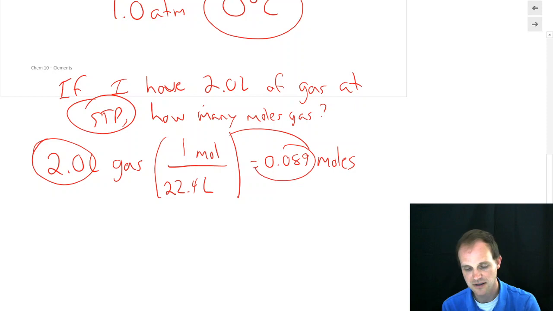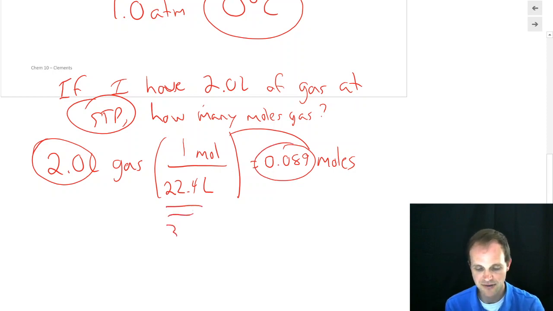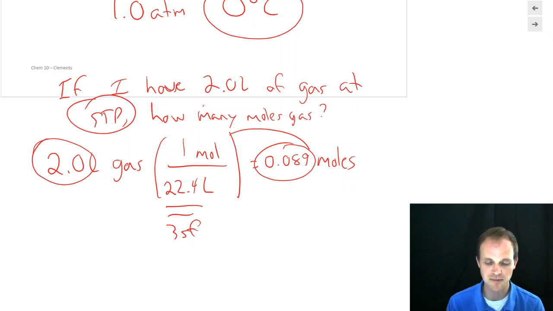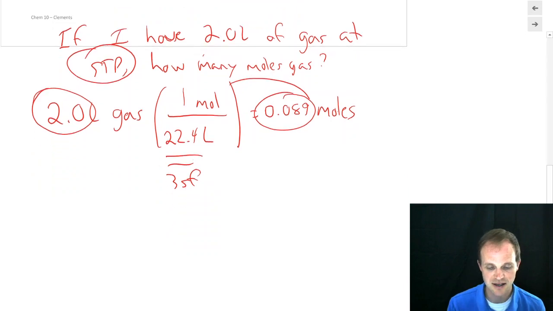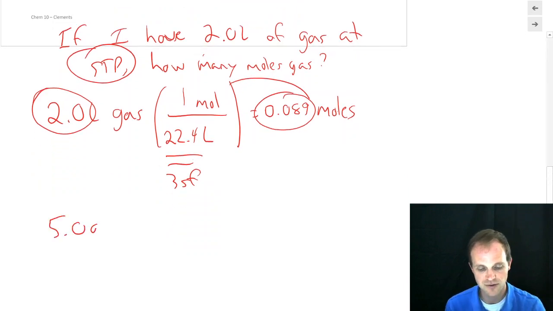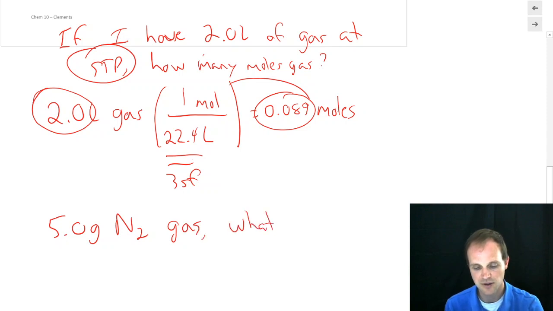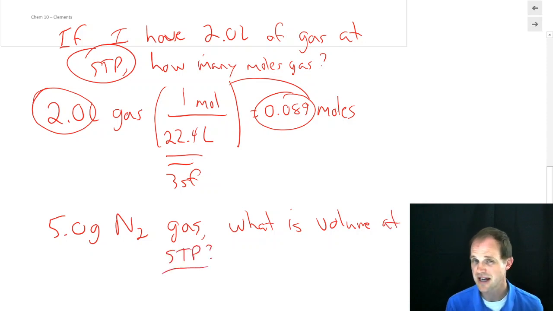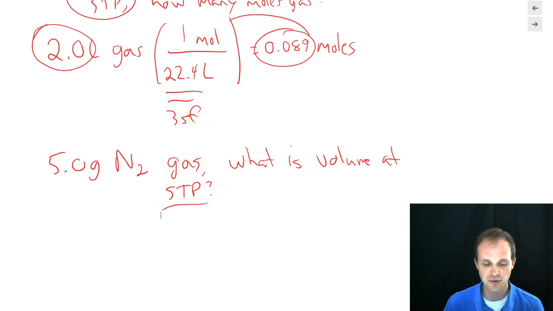2 sig figs here, 2 sig figs here. This number does have 3 sig figs. It's not an exact number the way I wrote it. And so if you need to, you can use the 3 sig figs from that number. But here we were limited by the sig figs from the liters. You can also go the other way. And also commonly, some people do talk about grams of gas. They said, I've got 5.0 grams of nitrogen gas, and I wanted to know what's the volume at STP. Again, if you see that STP, that's a hint that you're going to be using the 22.4.